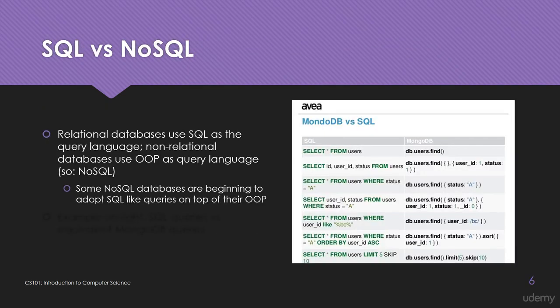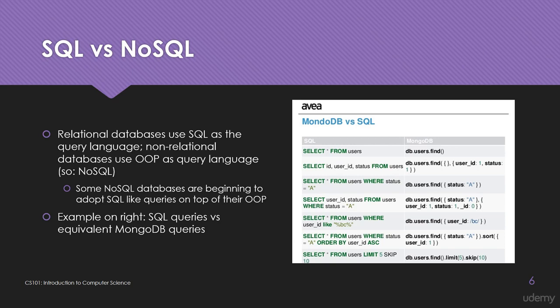Let's just quickly go over an example of how SQL and NoSQL databases differ, not so much from how they're implemented, but how you would use them. So relational databases typically use SQL as the query language, and non-relational databases don't. They usually use some other object-oriented programming as the query languages, though some NoSQL databases are beginning to use SQL-like queries on top. So this example here shows you the difference between SQL statements on the left and a NoSQL database like MongoDB on the right.